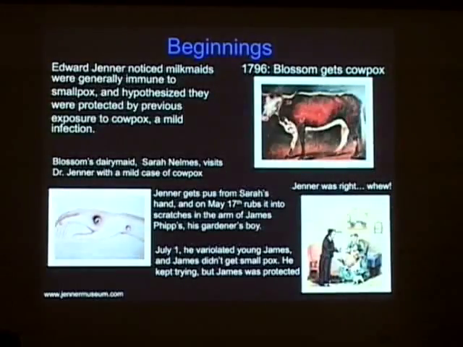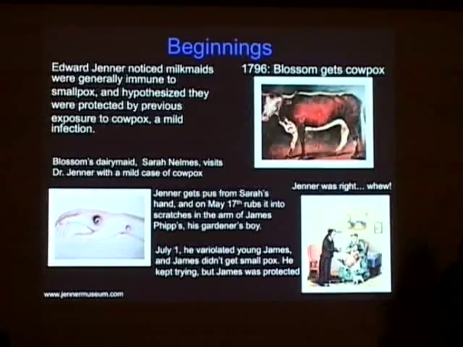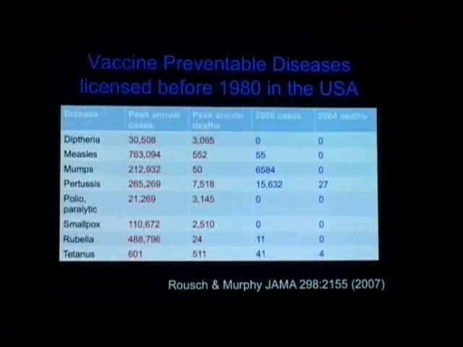I don't know how they did this, but how the gardener put up with it. He's paying him to do the vegetables. But anyway, he was right. So James was safe. He never got smallpox. And so this was really the first successful vaccine.